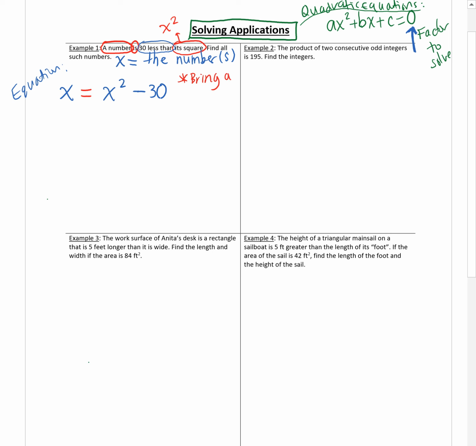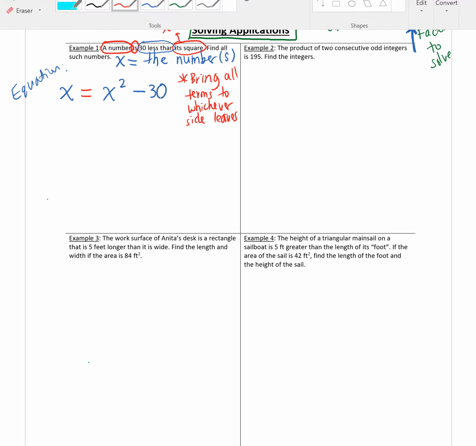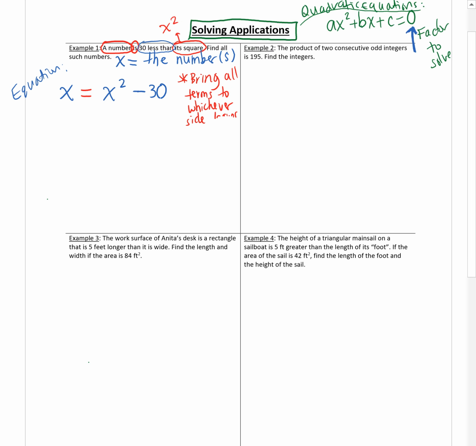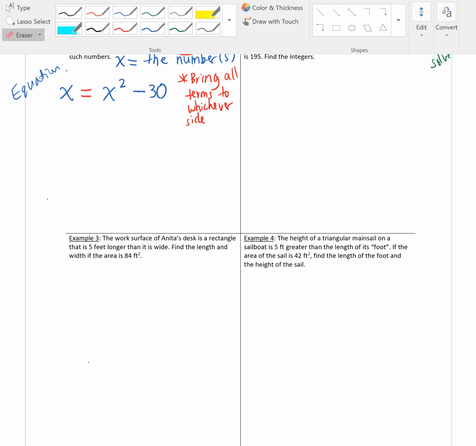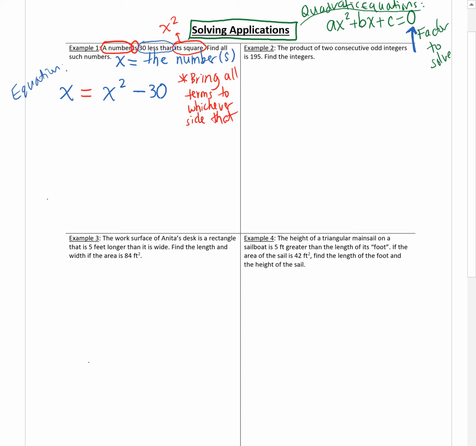To determine which side to bring all the terms on, and this goes for all equations of this type where you're trying to factor to solve: bring all terms to whichever side leaves the leading term positive. If you remember, the leading term is the term with the highest power. I'm looking at x squared here. It has the highest exponent.